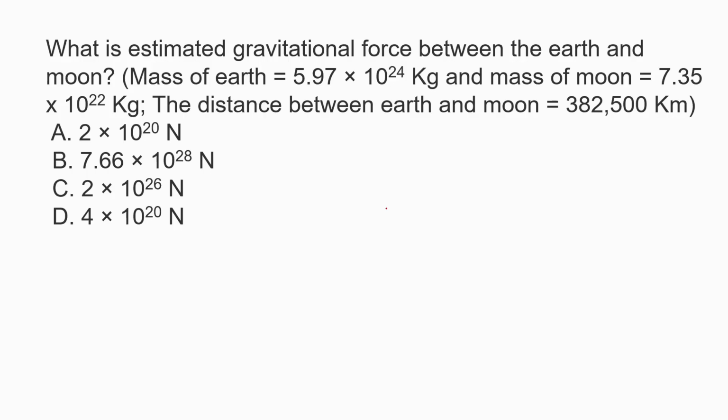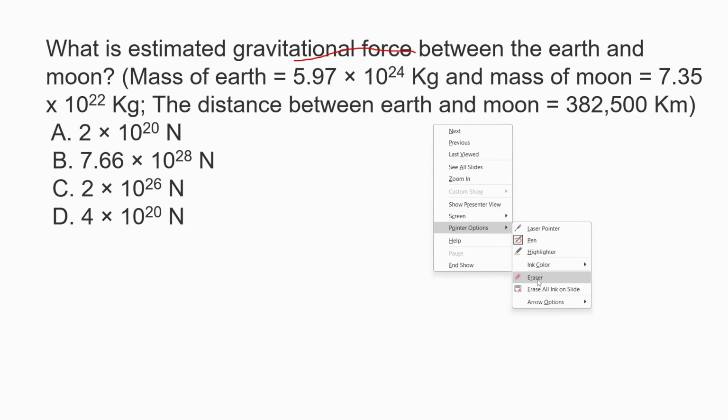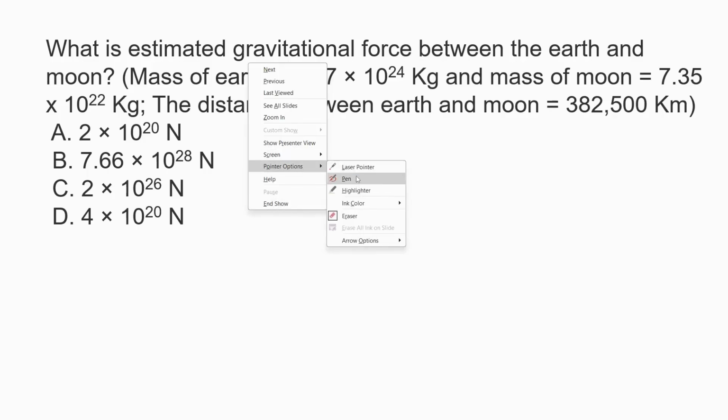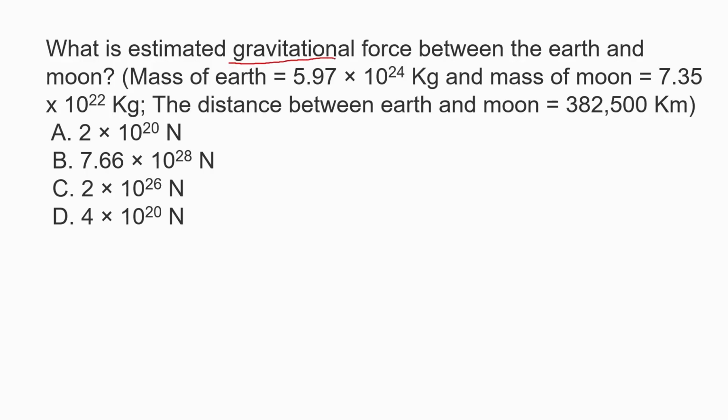So we'll now try to solve this question. It is asking about the gravitational force, and gravitational force is given by F equals G, which is our gravitational constant, into M1 M2, which are the two masses, by R square.